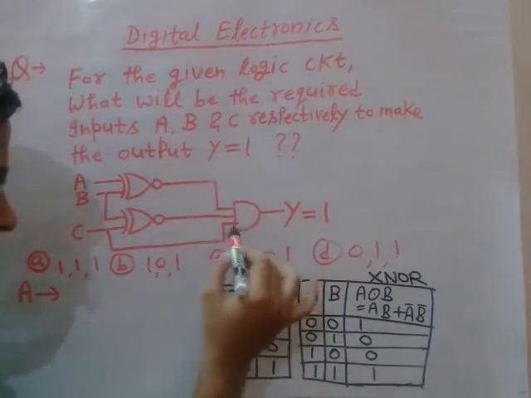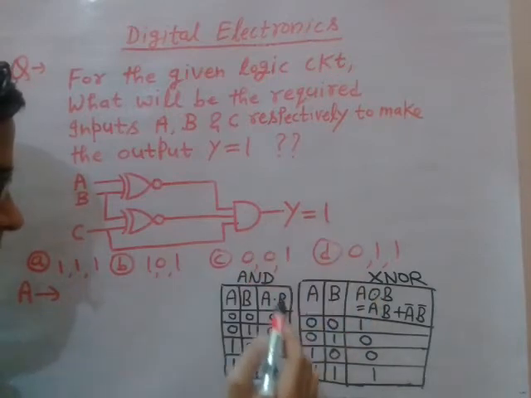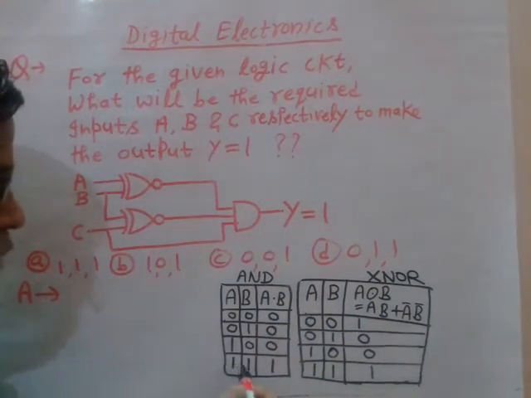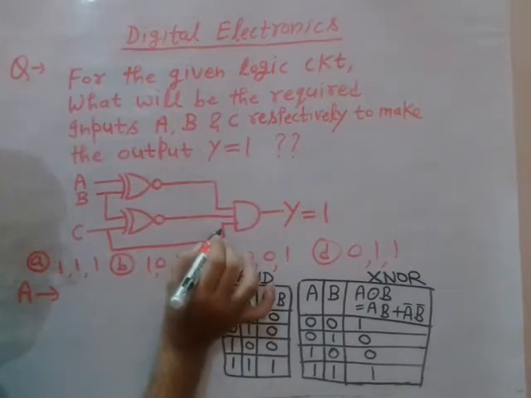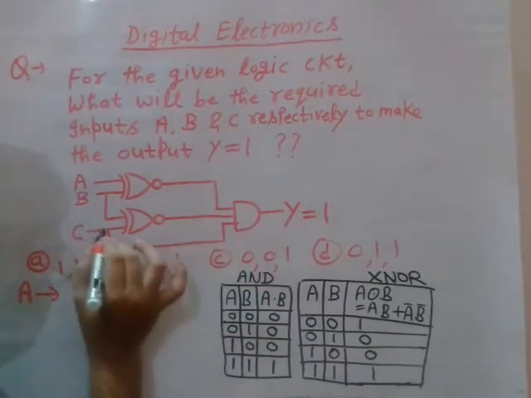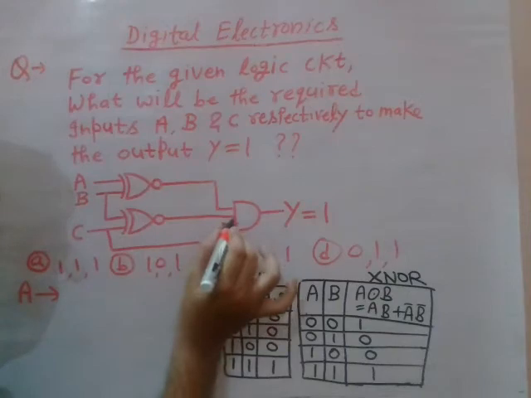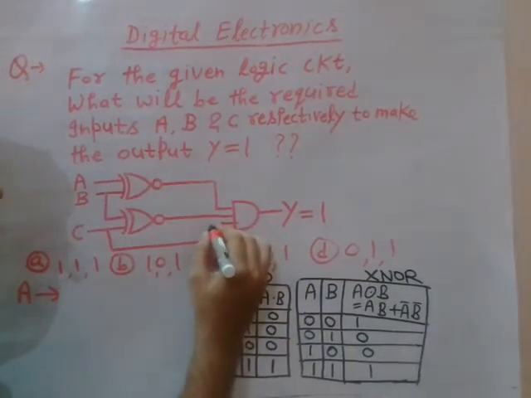At the output of the AND gate, you want the output as 1. This is only possible when all the inputs of the AND gate are 1. That's the only possibility, right? So can you tell me what should be the input C for this AND gate? Definitely it will be 1.